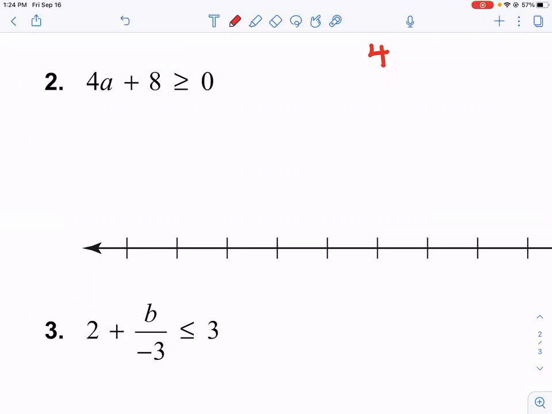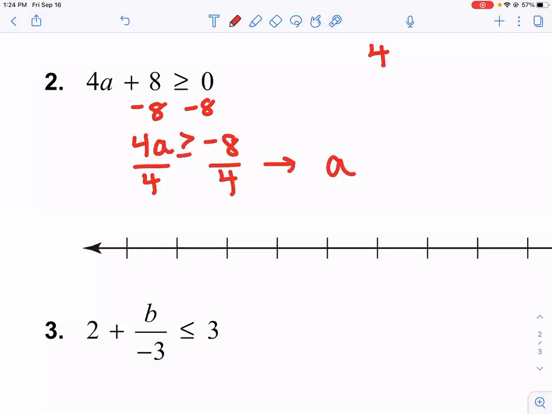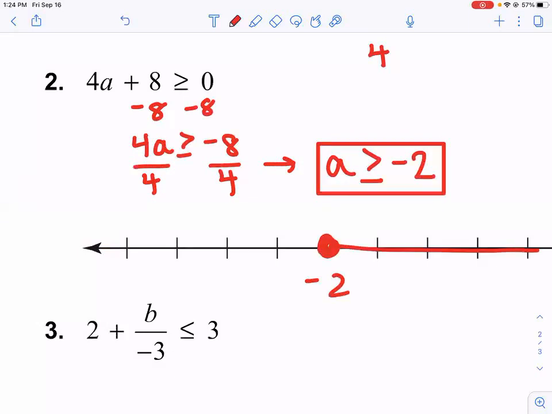Another one. Nirvana, what do we do? Subtract 8 to both sides. So we get 4a is greater than negative 8. Then what do we do? Nirvana. Okay, I have a question. Because that 8 is negative, do I flip the sign? No, I do not. I did not multiply or divide by a negative. So at -2, we have a closed circle and we shade the right.